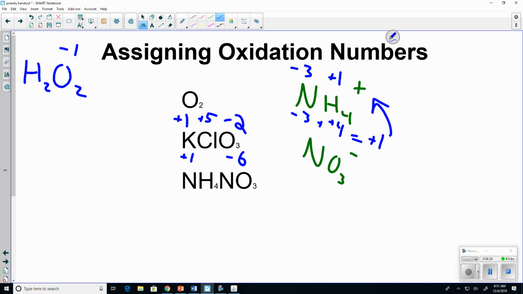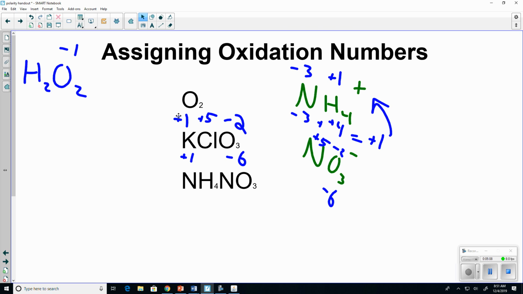And if it's not a neutral compound, like the KClO3 altogether was, if it's an ion, it should equal the ion's charge. As for the NO3 part, oxygen's a -2. That's a -6 there. Little math should tell us that nitrogen has to be a +5. The bonding of nitrogen in ammonium is different than it is in nitrate. That's one of the reasons why it has different oxidation numbers for the two nitrogens there.